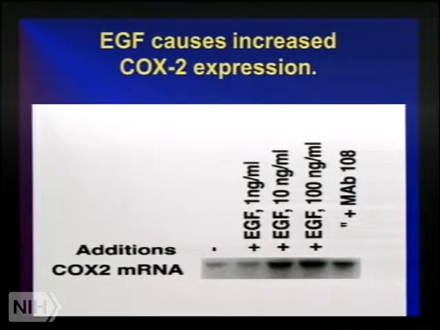Indomethacin inhibits both COX-2 as well as COX-1. We see with COX-2, we can induce it by adding EGF. You see we get a substantial increase when we add EGF. The monoclonal antibody 108 blocks the increase.